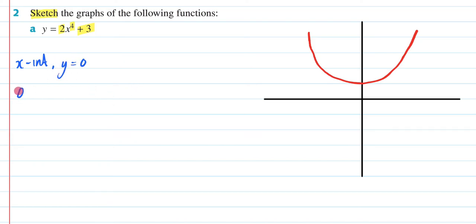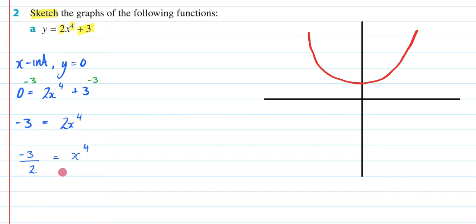So we're going to get 0 is equal to 2x to the 4 plus 3. We're then going to subtract 3 from both sides. So I'm going to be left with this. Just so we all know what I just did there, I subtracted 3 from both sides. Then I'm going to divide both sides by 2. So I'm going to get negative 3 over 2 is equal to x to the power of 4.